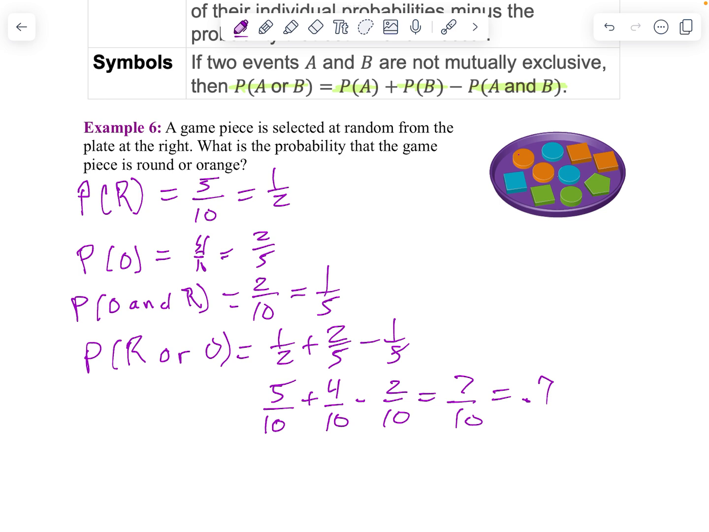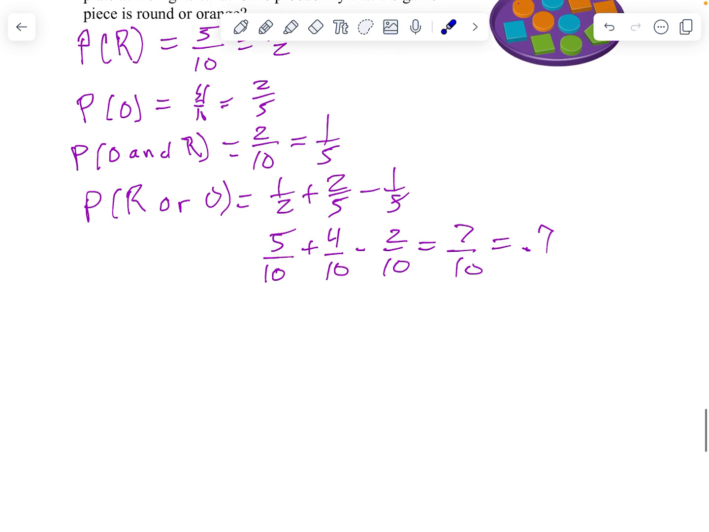Now that's the algorithm. That's kind of the long way, isn't it? Really, if I just wanted round or orange, just don't double count. And so let's do those together. So I get 1, 2, 3, 4, 5, 6, 7. And that's all you got to do. Now, that was kind of a simple one. So they won't always be that simple. So that's why we kind of went through the algorithm on this question.